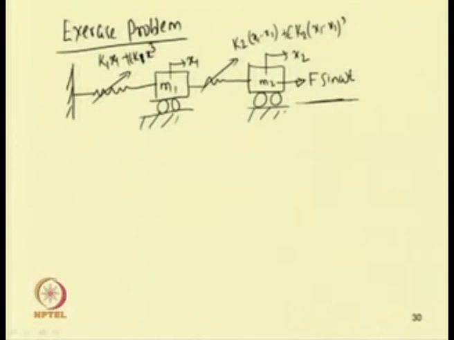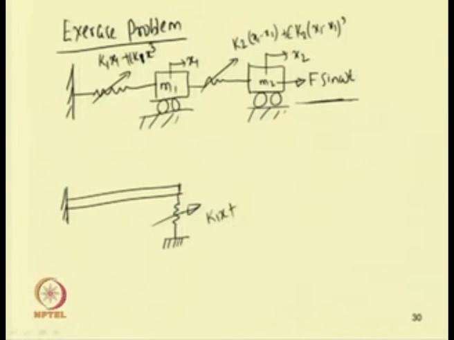Next, one can take a physical cantilever beam with springs attached here. Let the spring be a nonlinear spring. So, here it is equal to k1 x plus k2 x square.